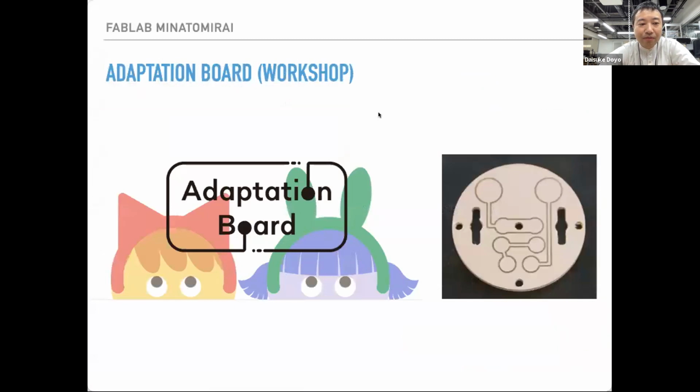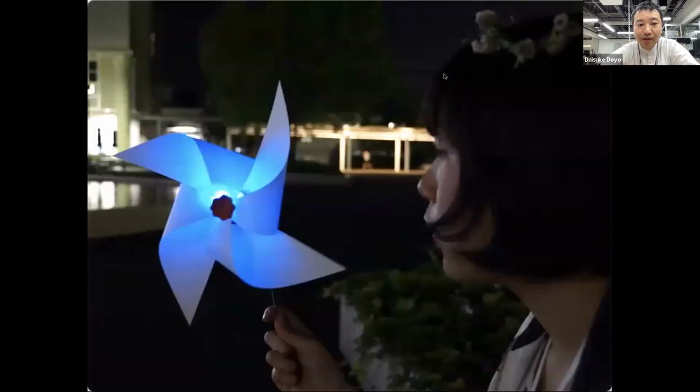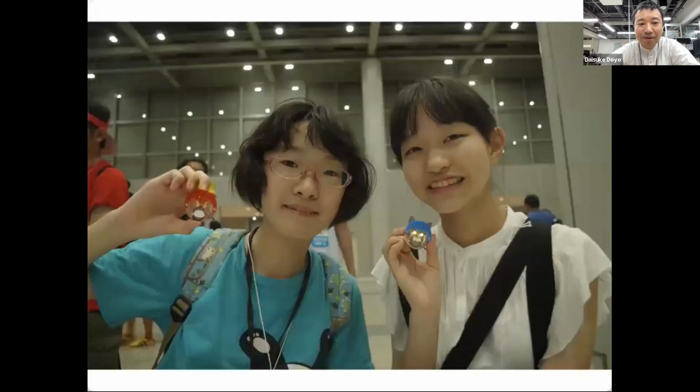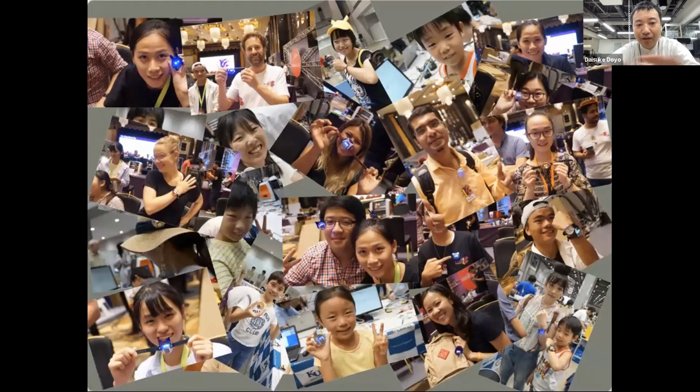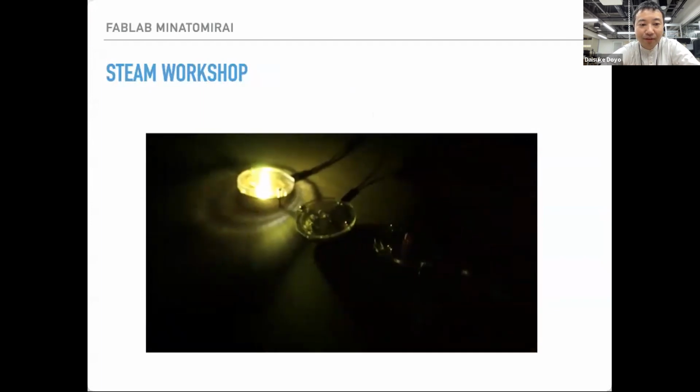And some people cooperate with a company to run workshops like this. These workshops are very popular in some events like a Maker Faire. And some people invent a STEAM workshop.